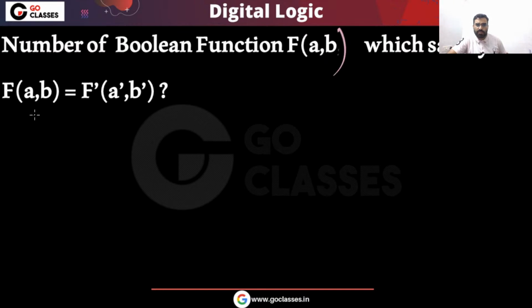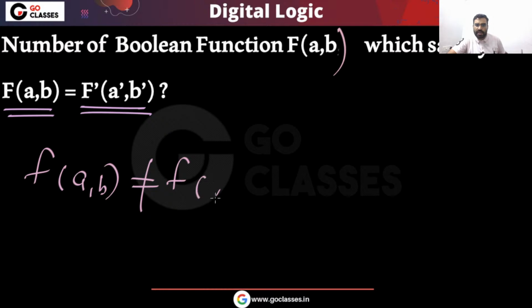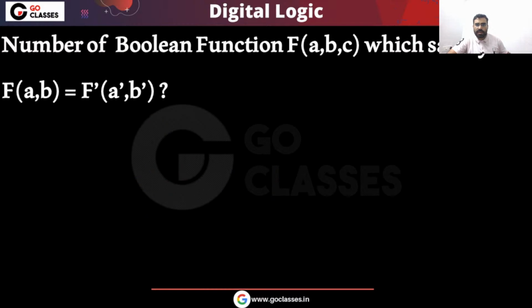On two variables you have this function, f(a,b) should be equal to f(a bar, b bar). Remember, this is the same as saying f(a,b) should be different from f(a bar, b bar). This is the question, correct? So the question is quite simple.